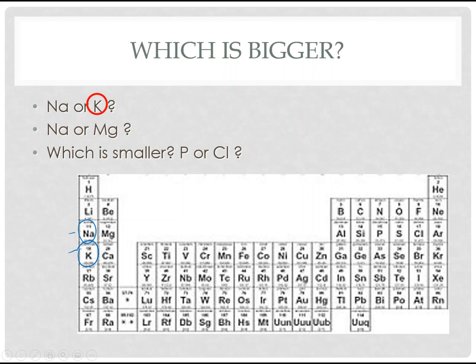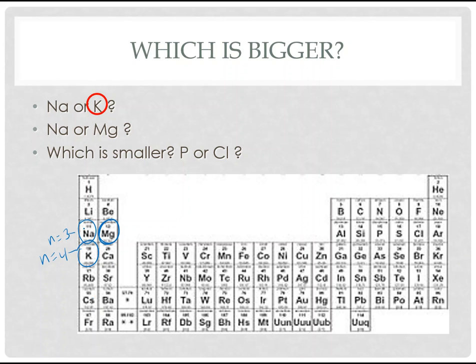Well, I kind of just gave it away for you, but yes, potassium. You see as you go down the group, we're in energy level 4 versus energy level 3. Obviously, going down would make potassium bigger. Now let's look at sodium versus magnesium. Yes, sodium would be bigger.